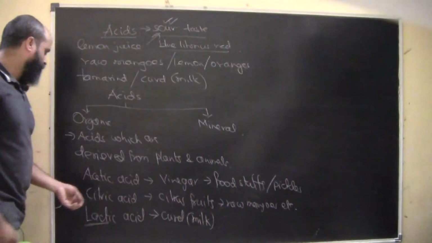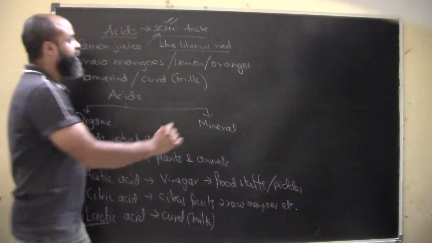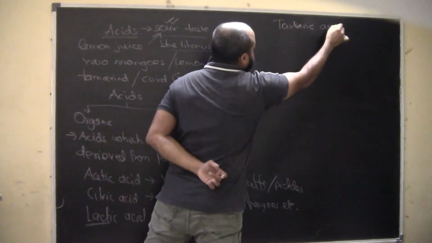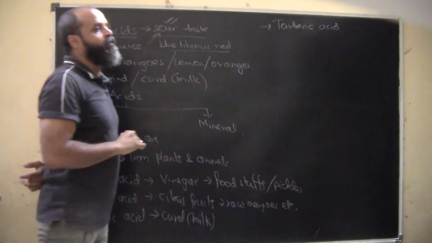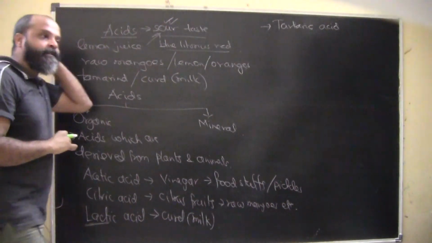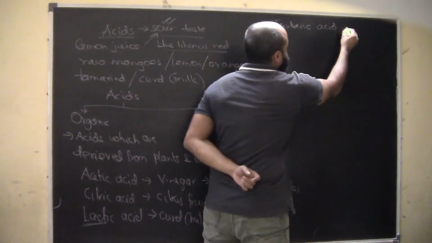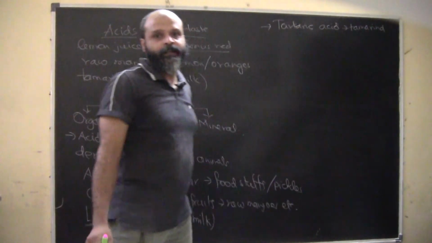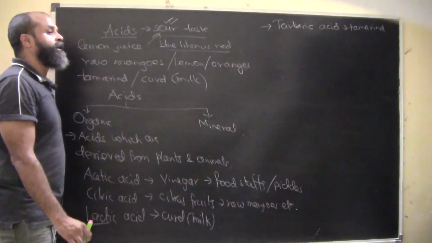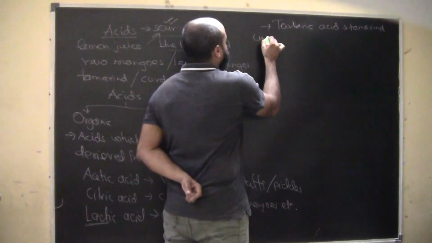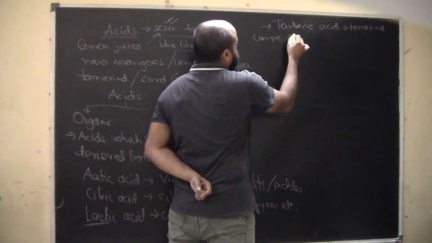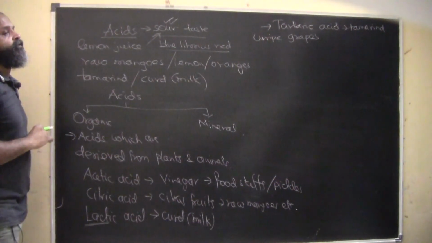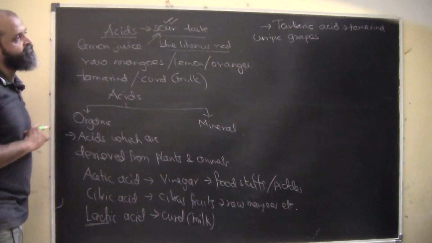What else do we have? We have tartaric acid. This is also a form of an organic acid. It is present in tamarind, which is imli. Then it is present in unripe grapes. Tartaric acid will be present in these things.